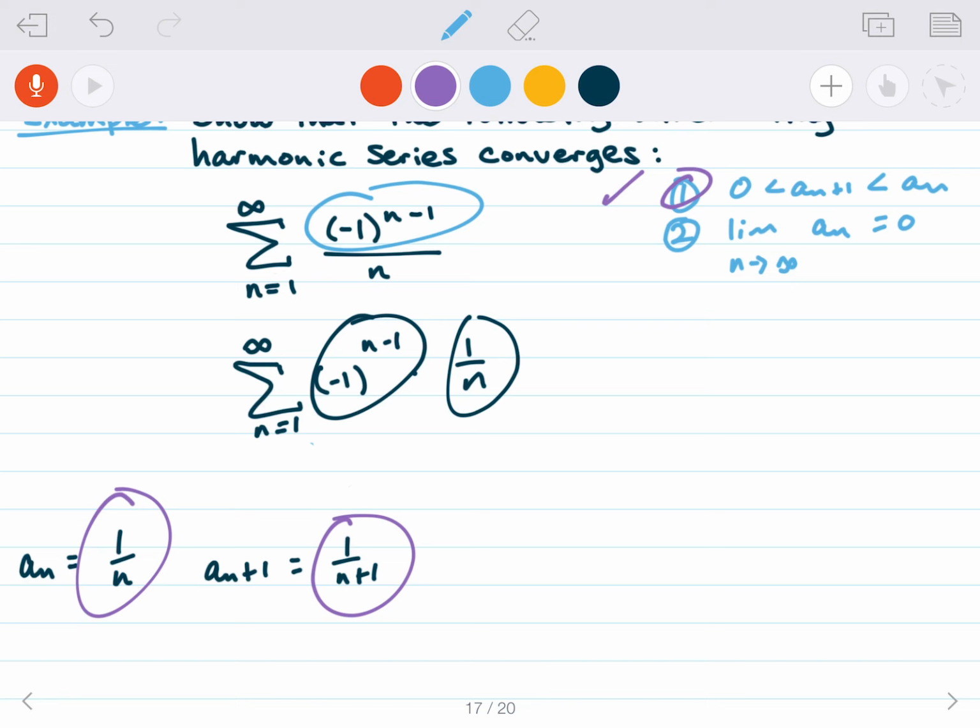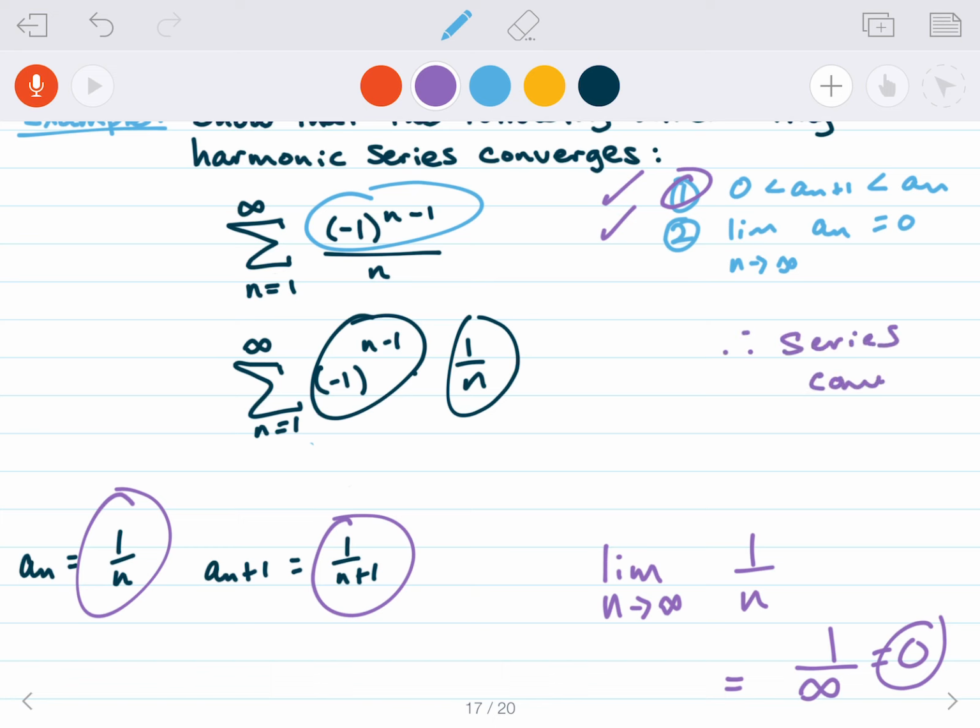What about condition 2? Is it true that the limit as n goes to infinity of a sub n is equal to 0? Well, yeah, that's definitely true, because the limit as n goes to infinity of 1 over n, well, that's just 1 over infinity, which we know goes to 0. So condition 2 is met, and therefore the series converges by the alternating series test. Both of these conditions are true.